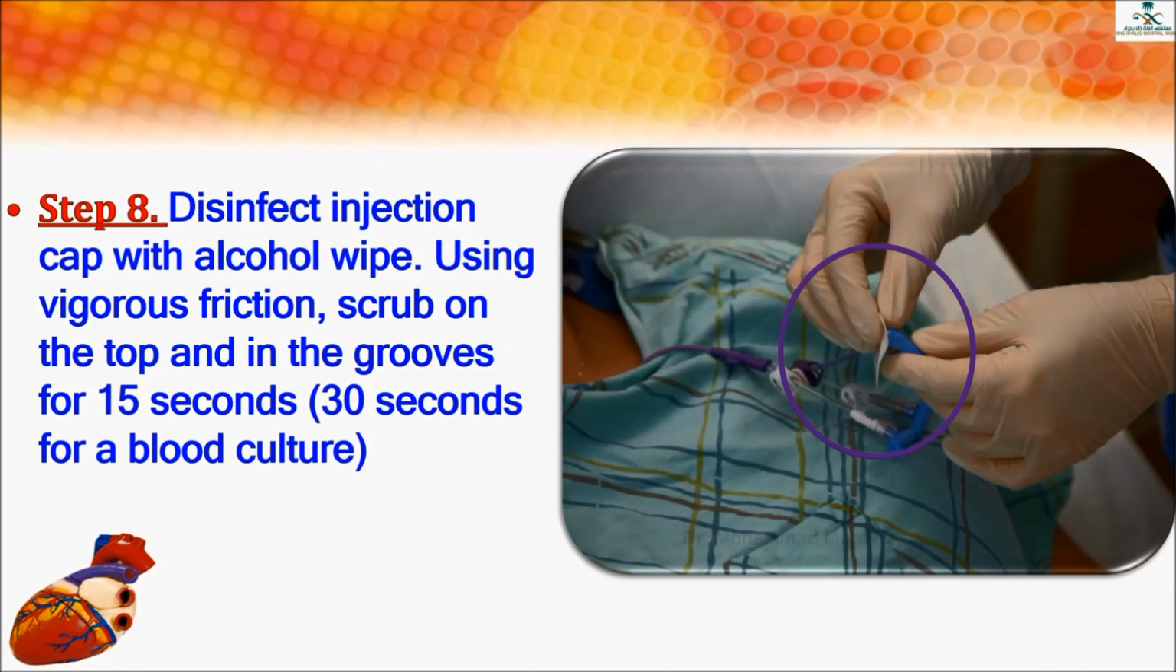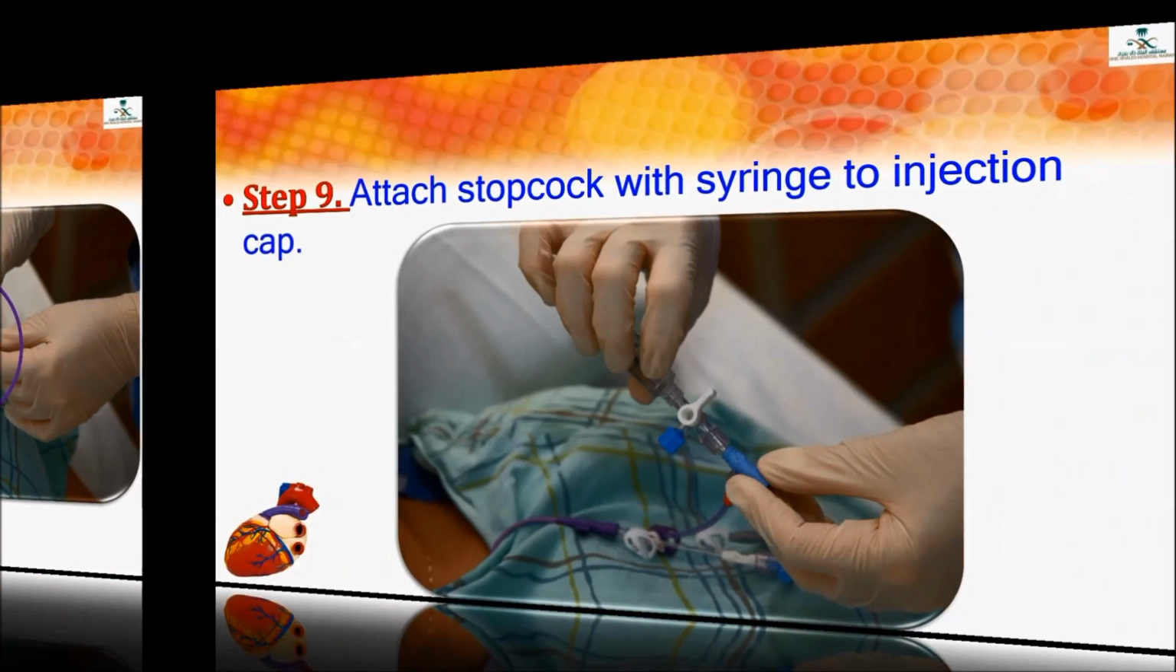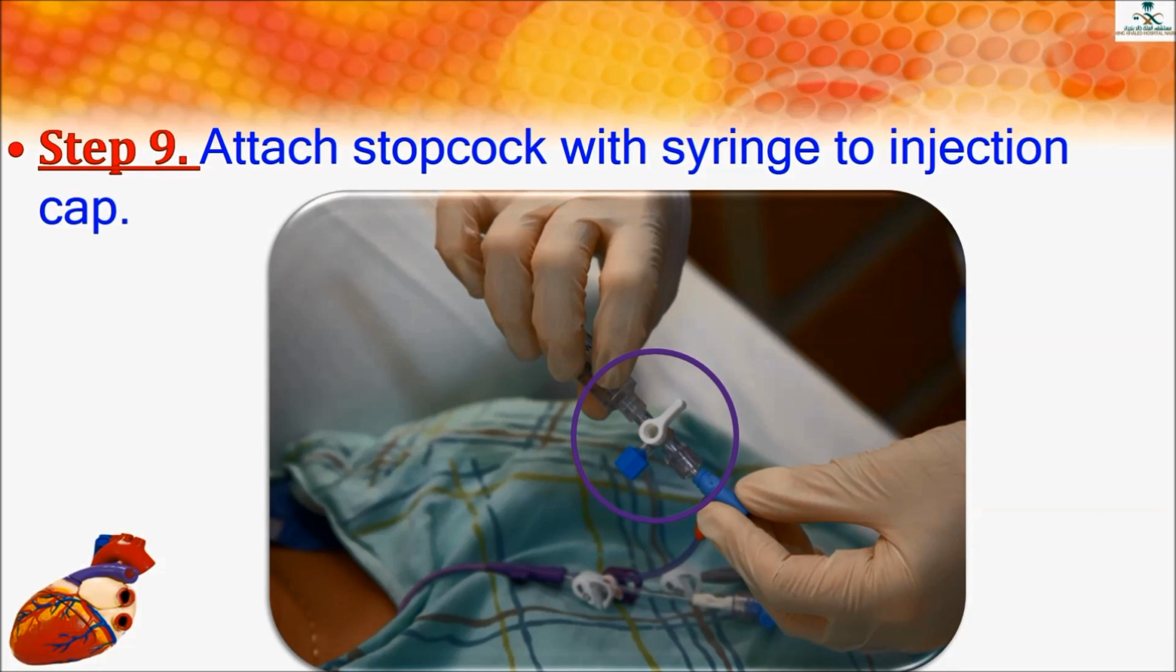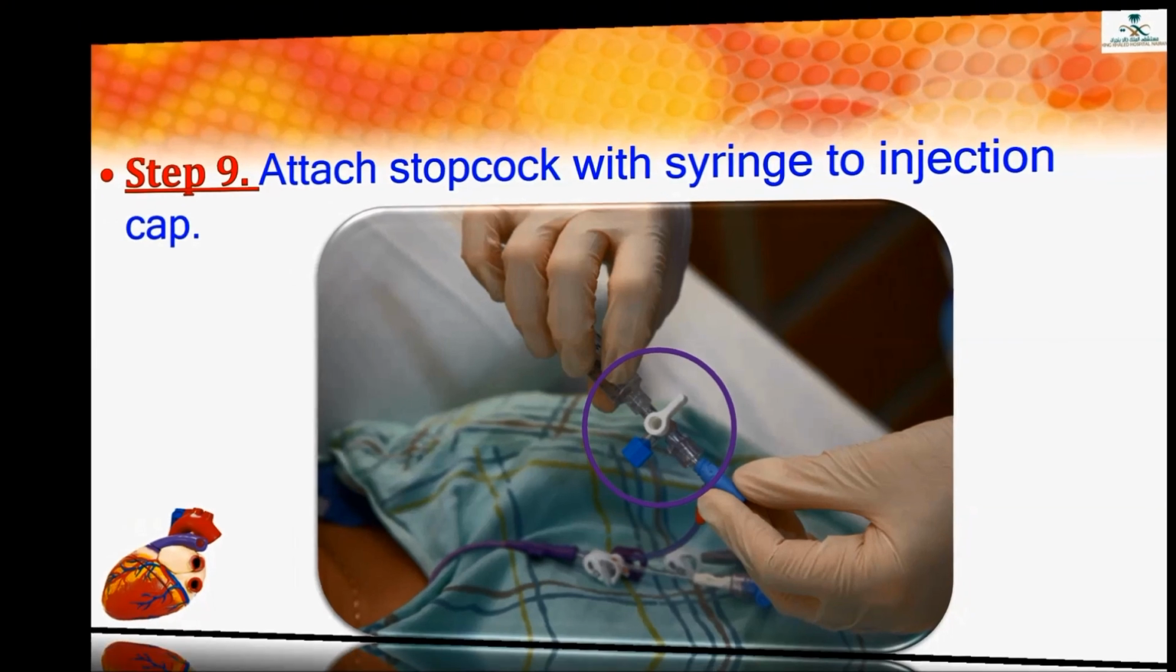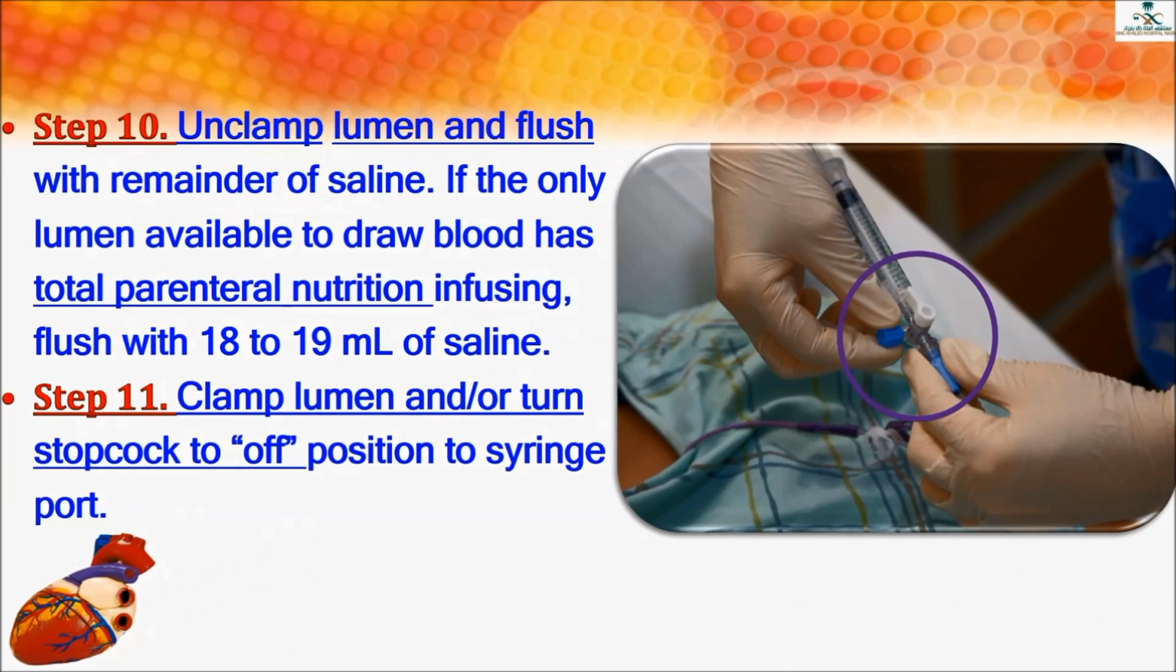Disinfect injection cap with alcohol wipe using vigorous friction. Scrub on the top and in the grooves for 15 seconds, which should be increased to 30 seconds for blood cultures. Attach stopcock with syringe to injection cap. Unclamp lumen and flush with remainder of saline.